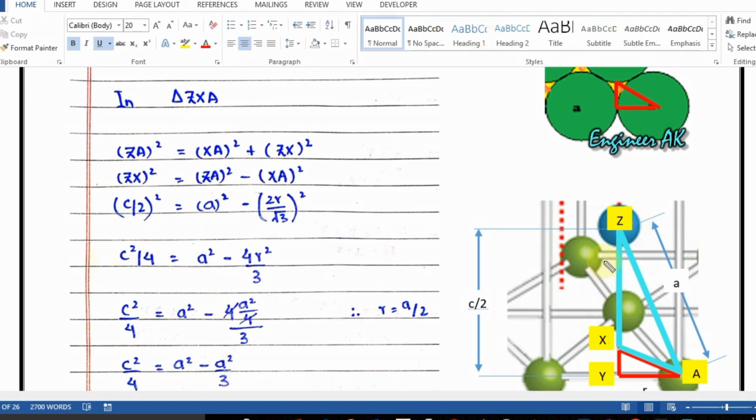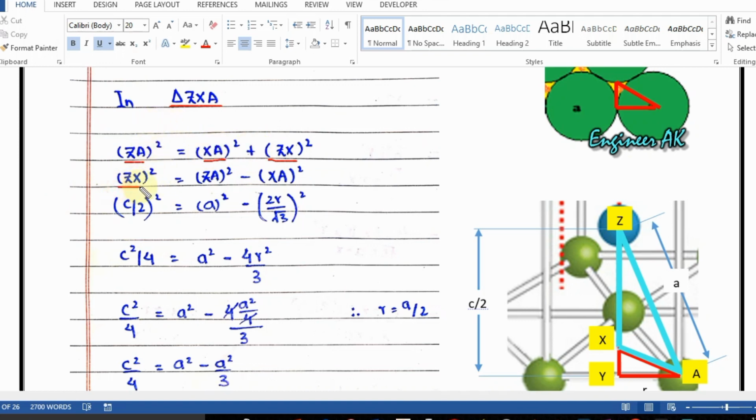Now if I take this blue triangle, ZXA, I have written over here triangle ZXA. If I apply Pythagoras theorem, the hypotenuse square equals perpendicular square plus base square. So ZA square is the hypotenuse, and it equals the base XA square plus ZX square, which is the perpendicular distance.